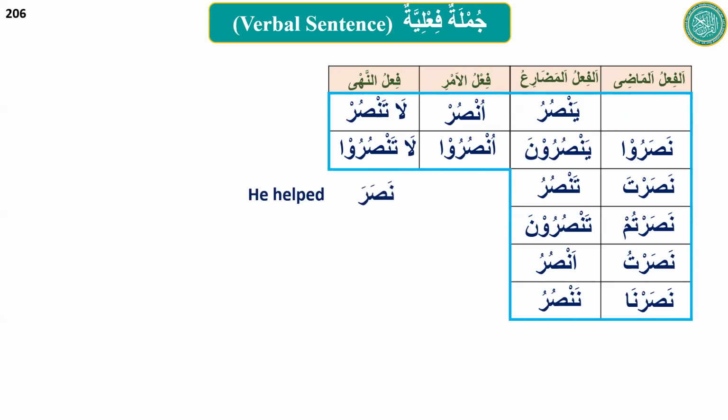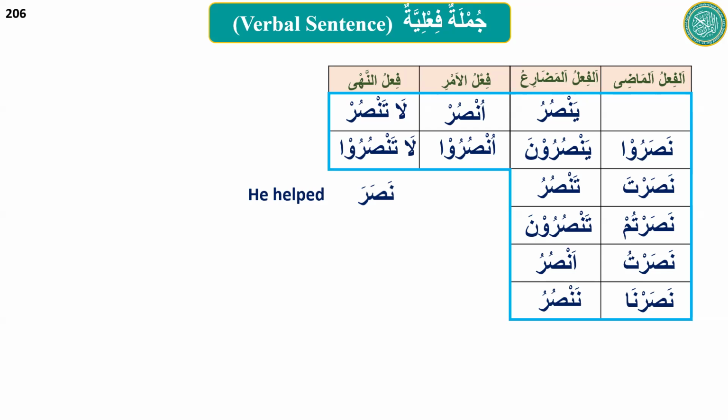each one of them is also a jumla, a sentence. Each one of them is also a jumla at the same time. So for example, Nasara, I just took the first one. It means he helped. So he helped is actually a sentence in English. So Nasara, which up till now we said is just a fi'l, is actually not just a fi'l. It is actually a jumla, a sentence also, which means he helped.